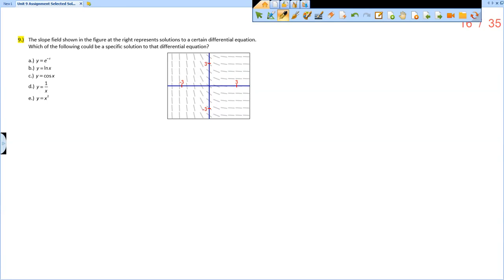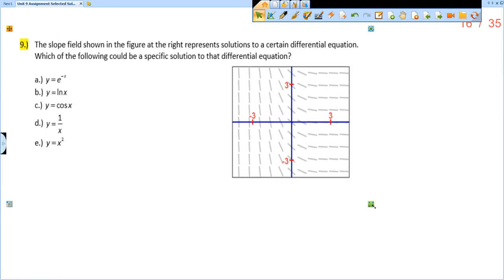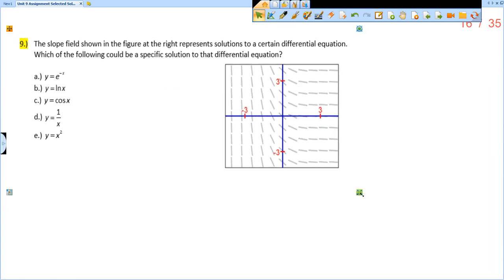This is the solution video for section 9.3, problem number 9. All right, so we're given this problem. It says the slope field in the figure at the right represents solutions to a certain differential equation. Which of the following could be a specific solution to that differential equation?